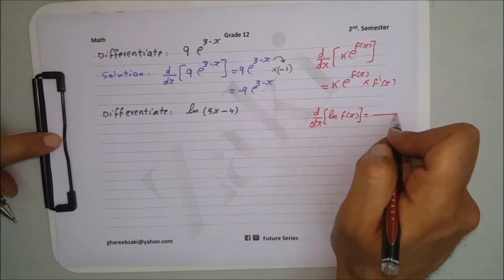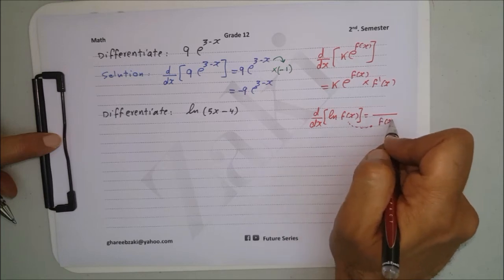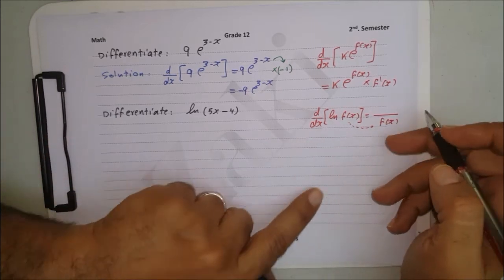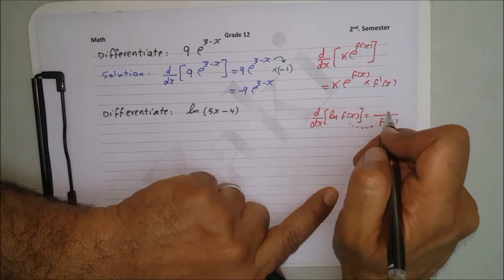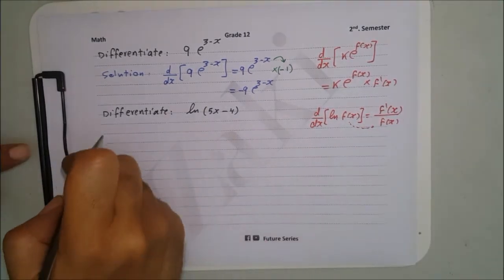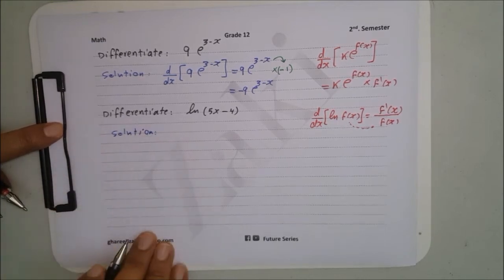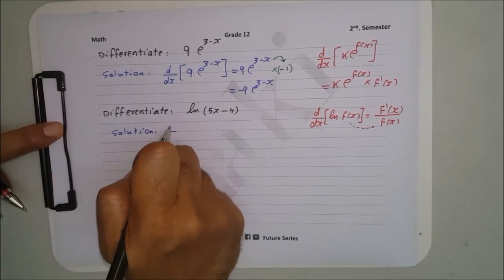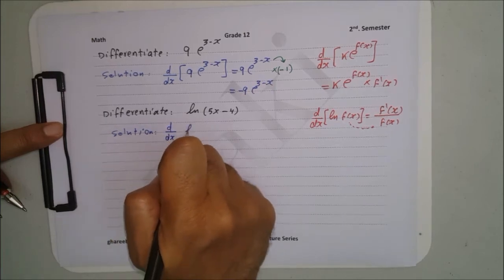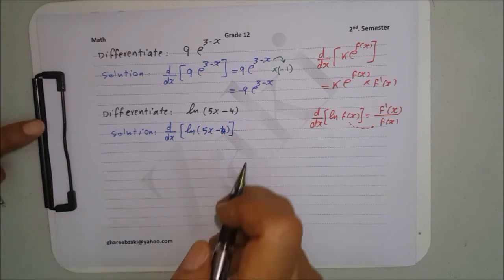The answer is the function down, so it's f of x, and the numerator is the derivative of the denominator, which is f dash x. The solution of this one is d by dx of 5x minus 4.